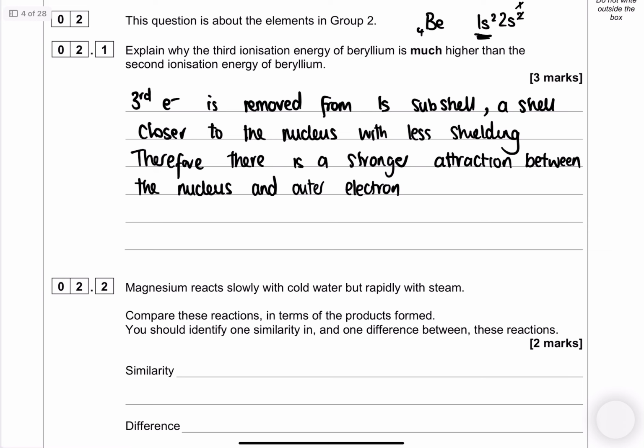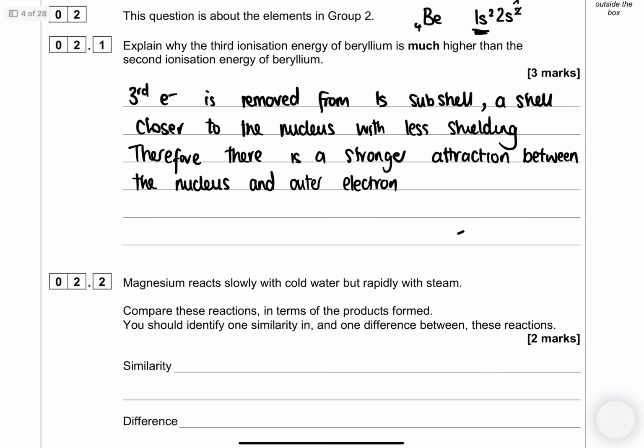So this one would have a graph where we would see an increase for the first and the second, and then a big increase for the third, and then a little increase again for the fourth. So when we're in the same shell, we see a slight rise, but when we're in the new shell, we see a big rise.